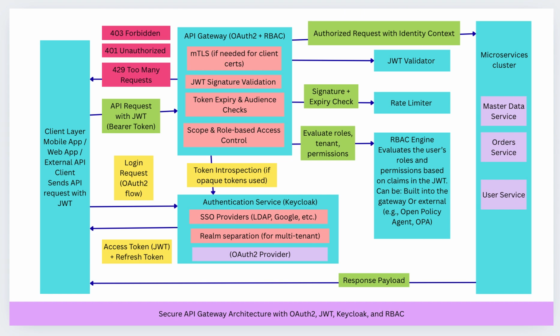Then we have tenant ID, the organization or the customer the user belongs to in a multi-tenant system. So in multi-tenant environments like SaaS platforms, tenant ID tells us which company the user belongs to, like Apple, Walmart, or Target, and this ensures that a user from one company cannot access data from another.